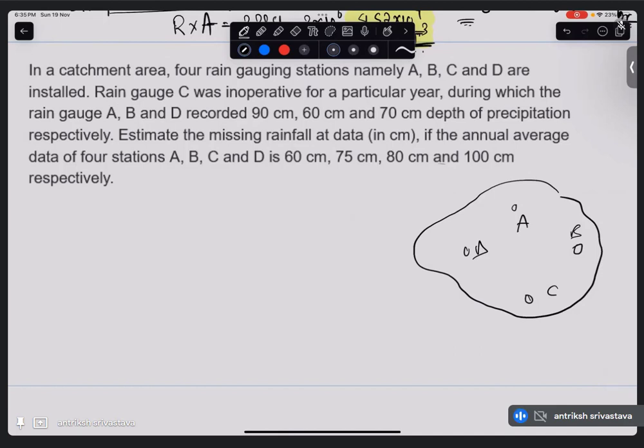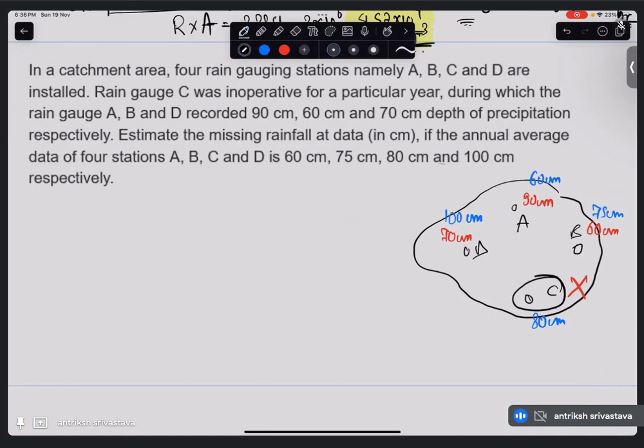Now, rain gauge C was inoperative in a particular year. It did not record any data, so we don't know the precipitation in that year. In that same year, A, B, D, the other rain gauges, recorded rainfall of 90 centimeter, 60 centimeter, and 70 centimeter. Now, estimate the missing rainfall at rain gauge C if the annual averages of the four stations A, B, C, D are 60, 75, 80 and 100 centimeters.